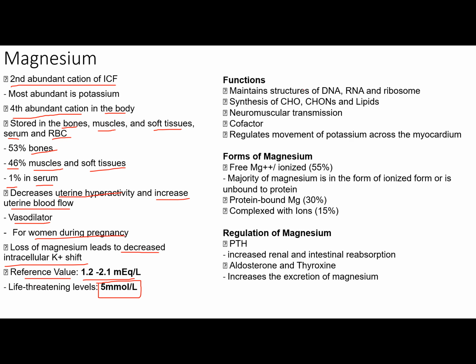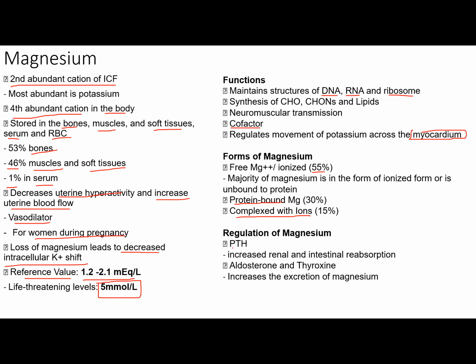Functions class would include maintain structure of DNA, RNA, and ribosome, synthesis of carbohydrate, proteins, and lipids, neuromuscular transmission. It serves as a cofactor sa enzymes nyo and regulates movements of potassium across the myocardium. Now, there are three forms of magnesium. The free magnesium or the ionized magnesium. This is 55% of magnesium class. Majority of magnesium is unbound to protein. While the remaining 30% and 15%, 30% are protein bound and 15% are complexed with ion.